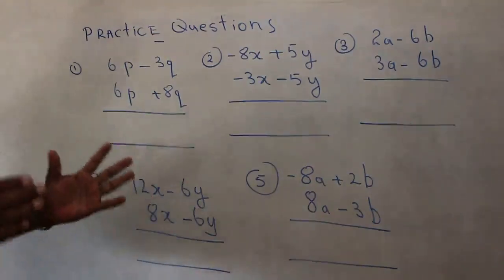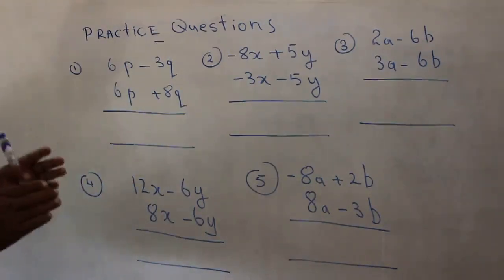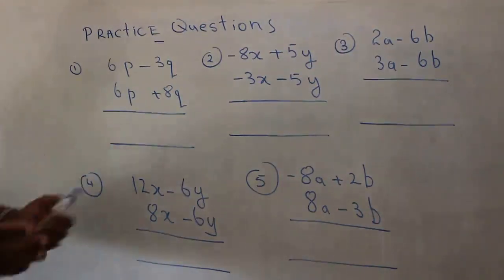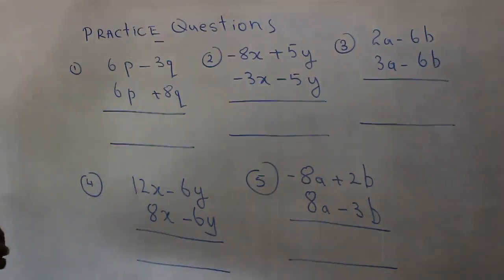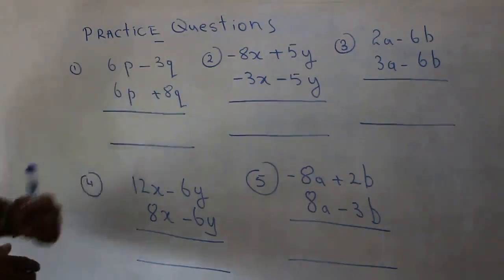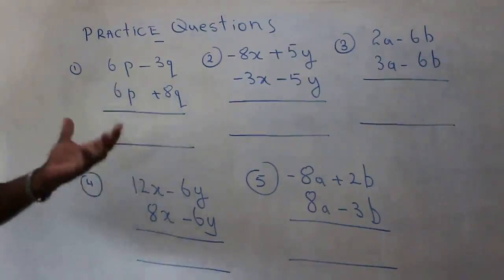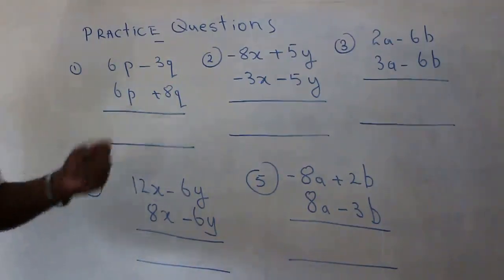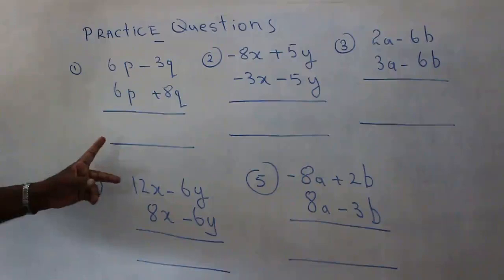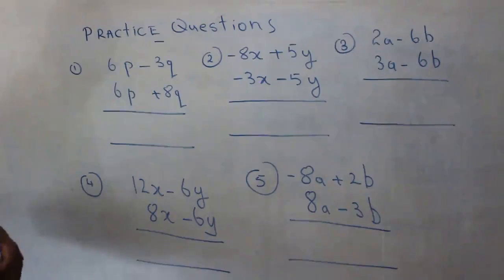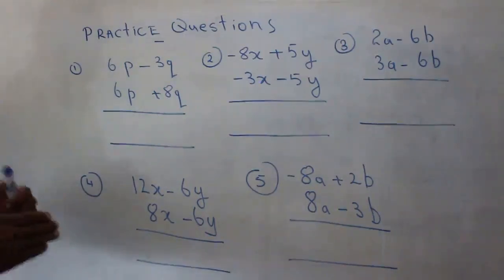Okay, now we will do further exercises in trying to make some letters disappear, or eliminating some letter. Take question number 1. When you study this, which letter do you think that you can eliminate? I mentioned earlier that the letter which disappears will have equal coefficients. Which is the one which has equal coefficient? Is it the P which has equal coefficient or is it the Q? The 6 and the 6 is equal. So we can eliminate the P. Now how can we eliminate the P? Can we add or subtract?